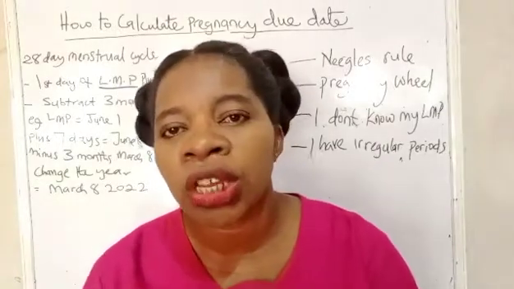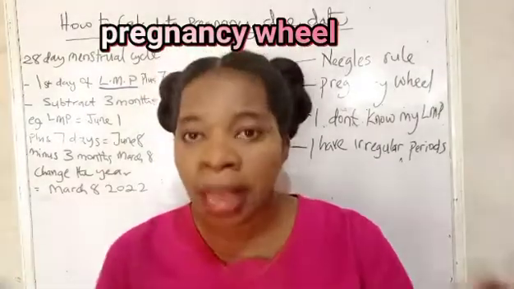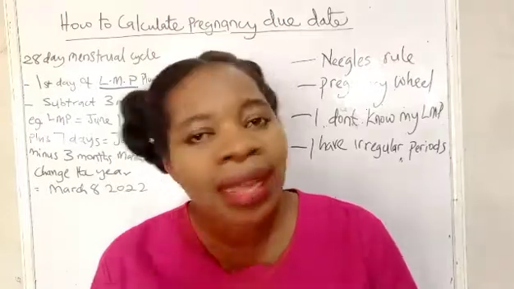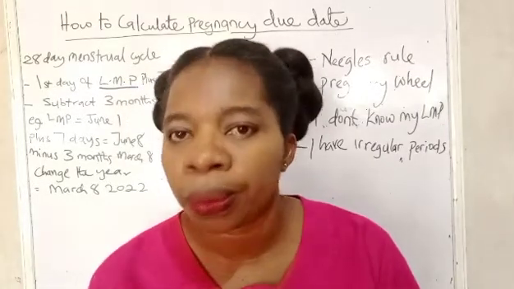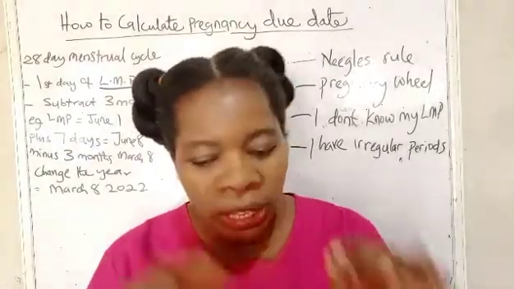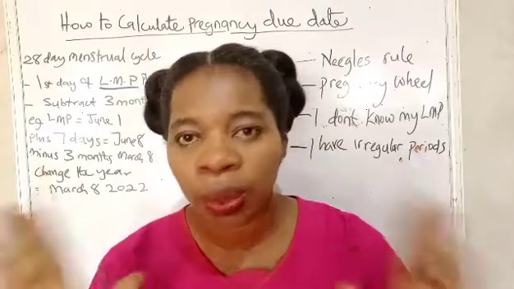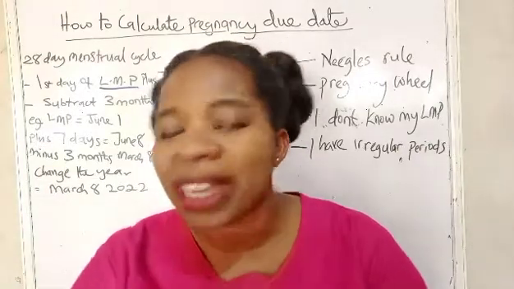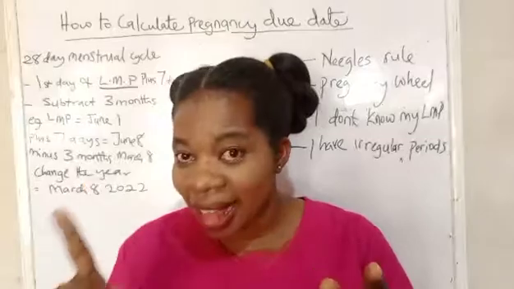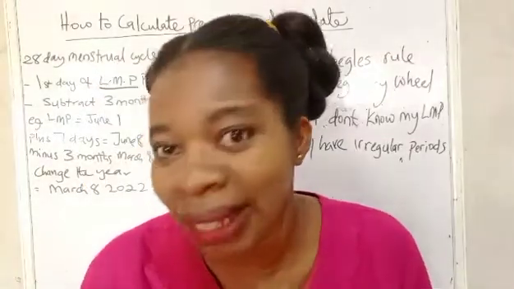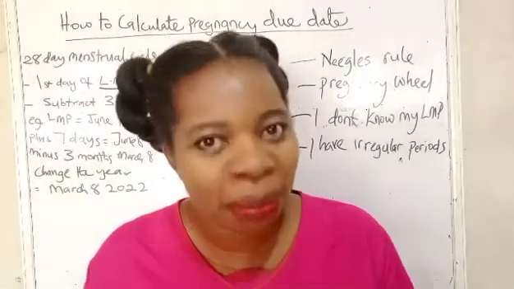Another method is using the pregnancy wheel. First step is to locate the first date of your LMP on the wheel. When you line up that date with the indicator, the pregnancy wheel displays your expected date of delivery. Remember that your due date is only an estimate of when you will deliver your baby.